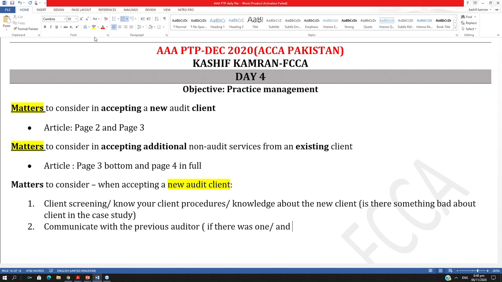And the case says the previous auditor has resigned. If the case says the previous auditor has resigned or has been removed and you are in the process of being appointed, will you communicate with the previous auditor? Will the previous auditor be a source of knowledge for you? Will the previous auditor give you knowledge of the business, knowledge about the problems, knowledge about the issues, right? So do you believe communicating with the previous auditor will also help you with the client screening process? Agree, disagree?